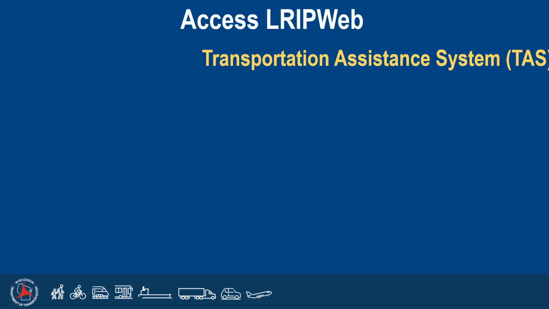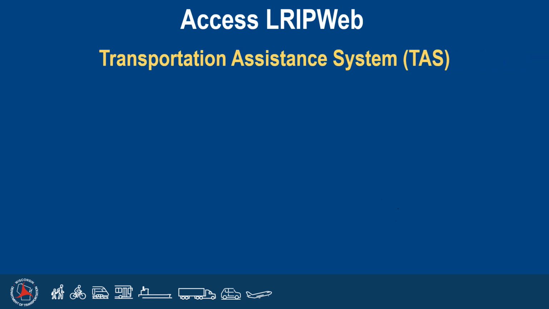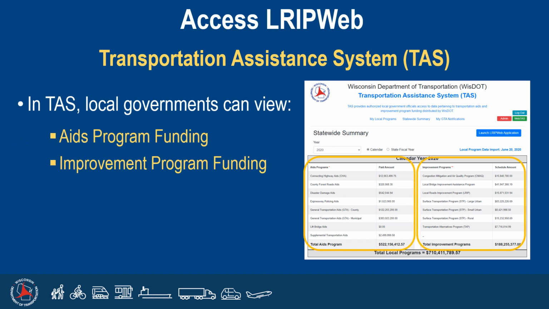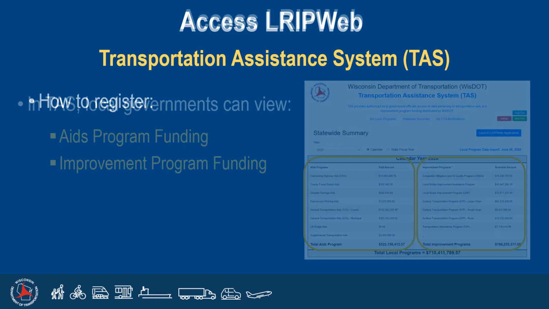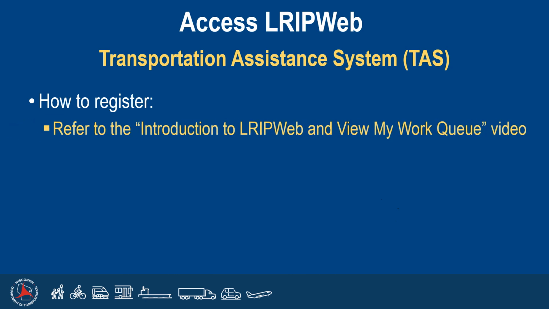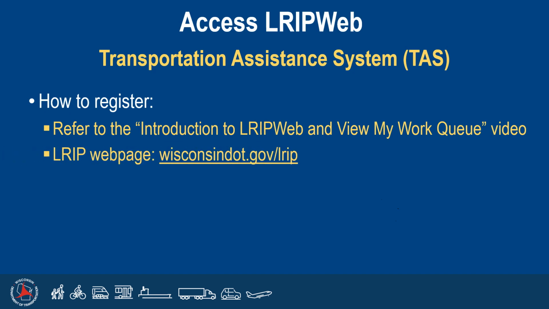To access LRIPWeb, all users must now log in to the new web-based Transportation Assistance System known as TAS. TAS provides authorized local government officials access to data pertaining to their transportation aids and improvement program funding distributed by WisDOT. For more information on how to register for TAS and for an overview of how to navigate within LRIPWeb, please refer to the Introduction to LRIPWeb and View My Work Queue video on the LRIPWeb page.